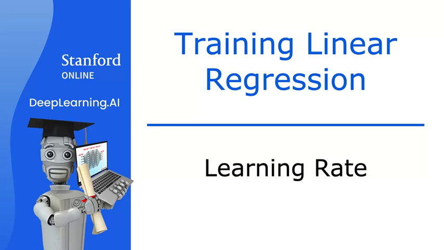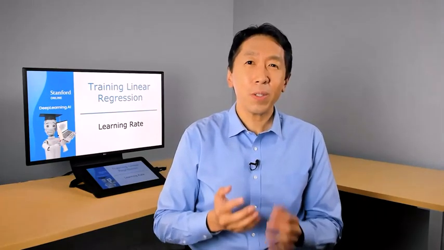The choice of the learning rate alpha will have a huge impact on the efficiency of your implementation of gradient descent. And if alpha, the learning rate, is chosen poorly, gradient descent may not even work at all. In this video, let's take a deeper look at the learning rate. This will also help you choose better learning rates for your implementations of gradient descent.